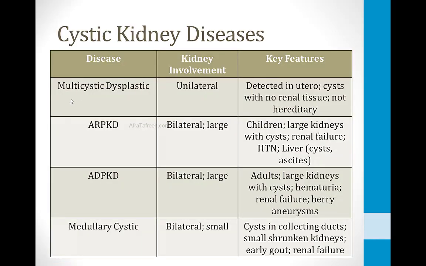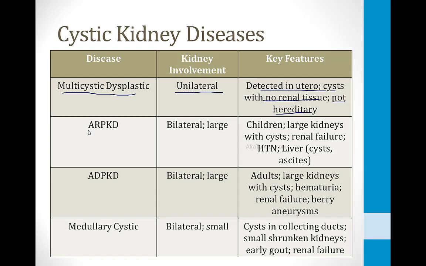So in this slide, I've summarized the 4 forms of cystic kidney disease that we discussed. The first one is multicystic dysplastic kidney, and this is essentially going to be a baby in the womb whose kidney fails to develop because of cysts. It's often unilateral. It's detected in utero. There'll be cysts, but no renal tissue. And remember, there are often no ureters. And this is not hereditary, so the mom is not going to pass it on to other children.